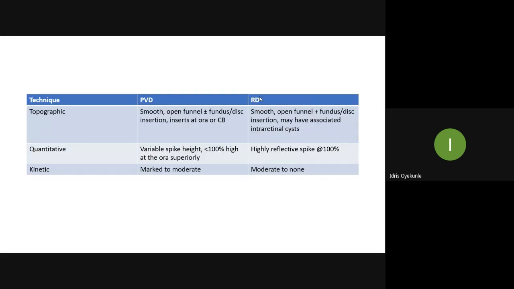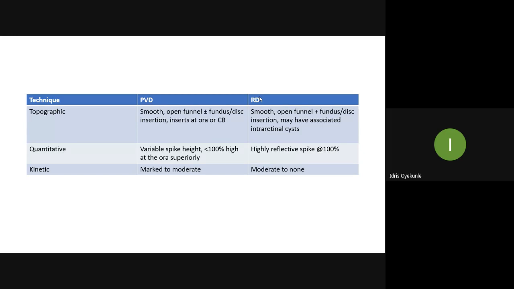So using the standardized scan makes it easy to differentiate a PVD from a retinal detachment. When we assess for topography, a PVD has similar features with retinal detachment in the sense that it may be an open funnel and it may be attached to the disc, similar to what you see in a retinal detachment. And there may also be insertion at the ora or the ciliary body. But in PVD, you will not see the features of chronicity, like PVR changes and presence of intraretinal cysts that you see in chronic RDs.